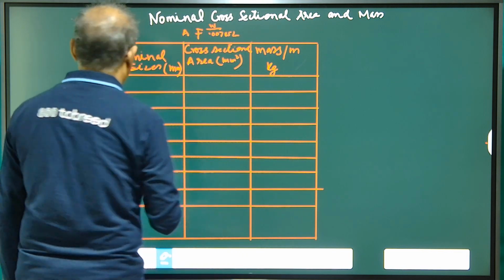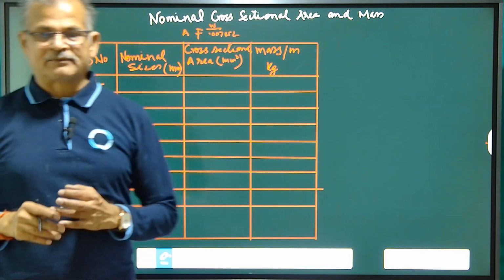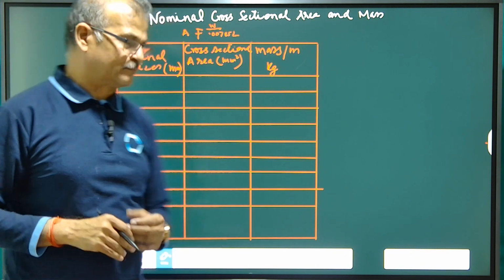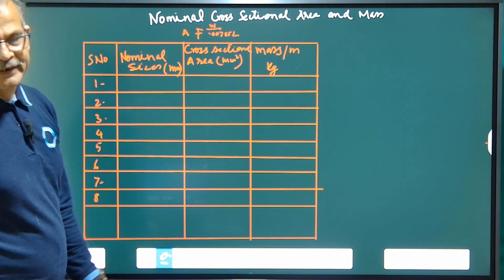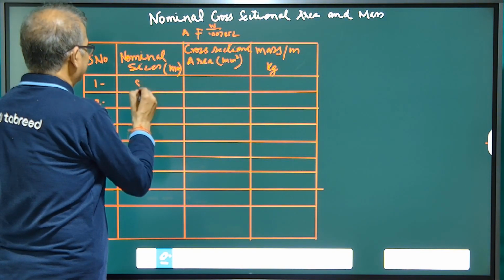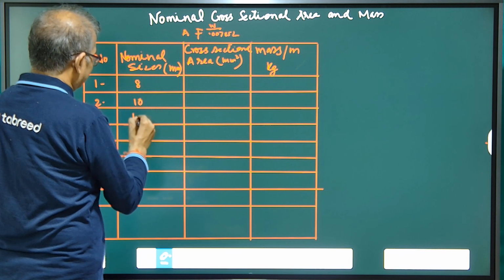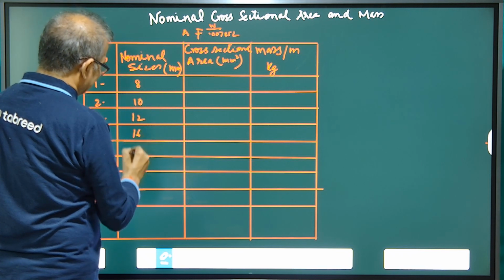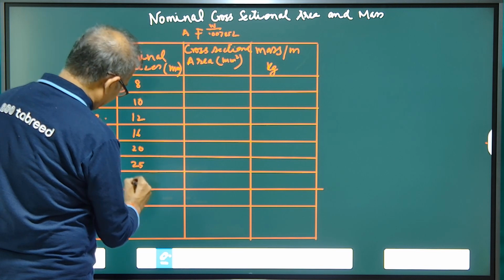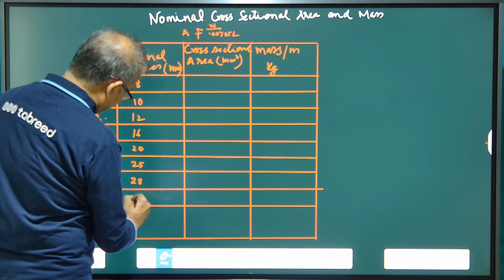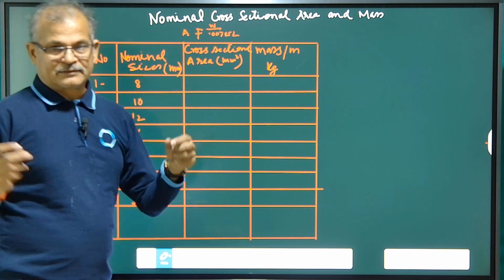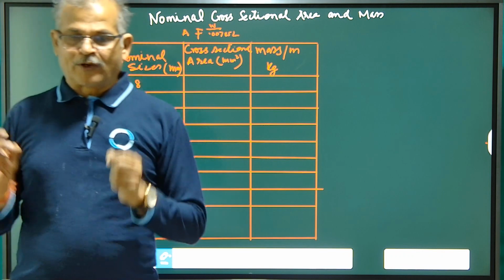So nominal sizes are generally in the field we use 8 mm, 10 mm, 12 mm, 16 mm, 20 mm, 25 mm, 28 mm, and 32 mm. So we will discuss about those sizes in this table. The cross-sectional area we weigh to the precision of 0.5%.